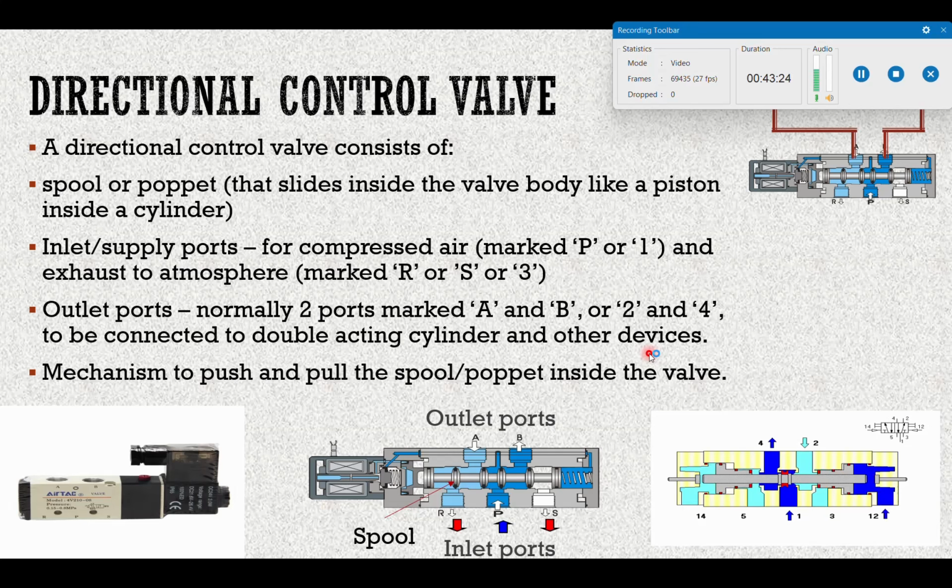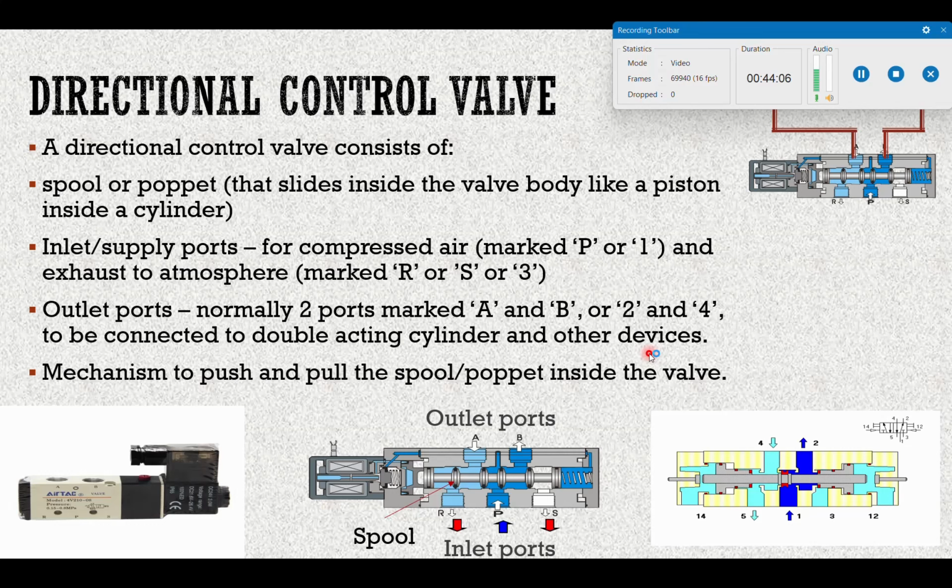So a directional control valve consists of a spool or poppet that slides inside the valve body like a piston inside the cylinder. So the inlet port for compressed air is marked with P, and then the exhaust is marked with R or S or V, depending on the labeling. And then you have the outlet ports, normally 2 ports marked as A and B. If you have more, then you have ports 2 or 4 to be connected to a double acting cylinder and other devices. That's for the outlet.